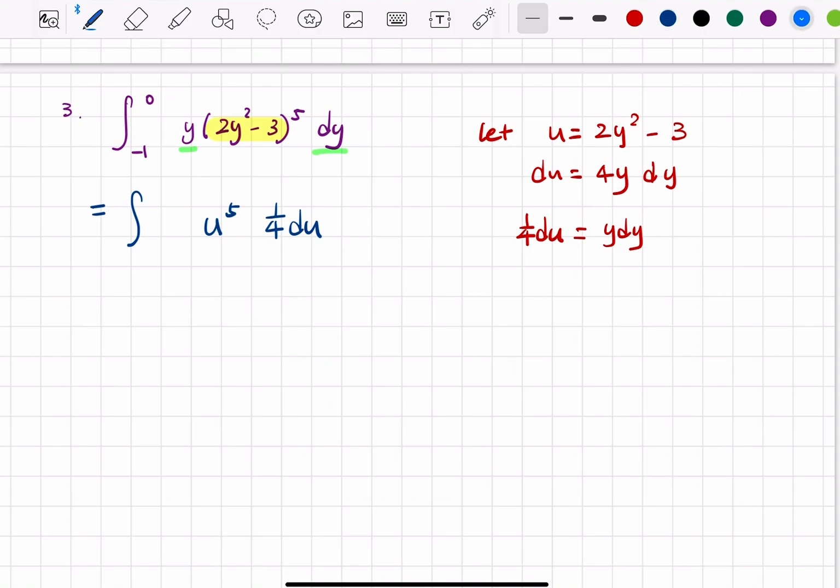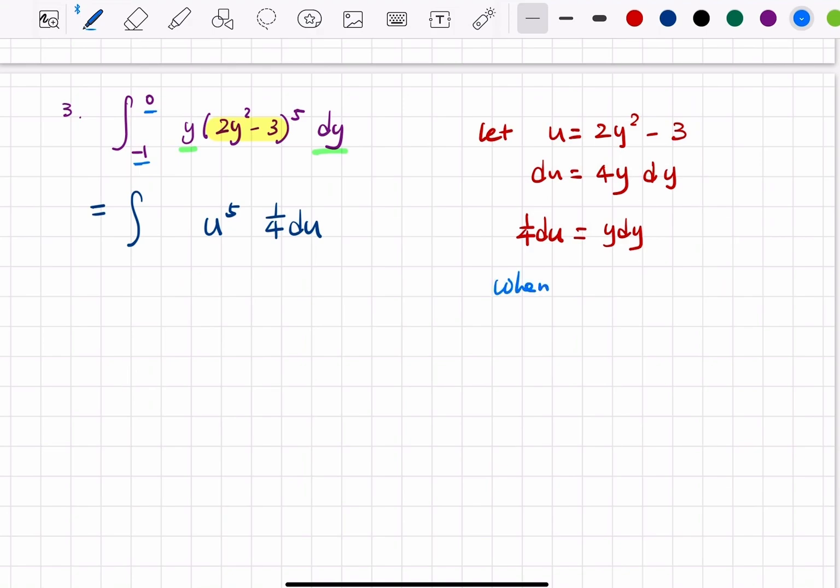However, we're not done yet. Remember, we still have the 0 and negative 1. You have two methods to do it. One is you just keep in mind you haven't touched the definite integral limits. You just wait until the end, once you finish all the integration, then you plug in your y as negative 1 or 0. Or you can change the definite integral limits now for u.